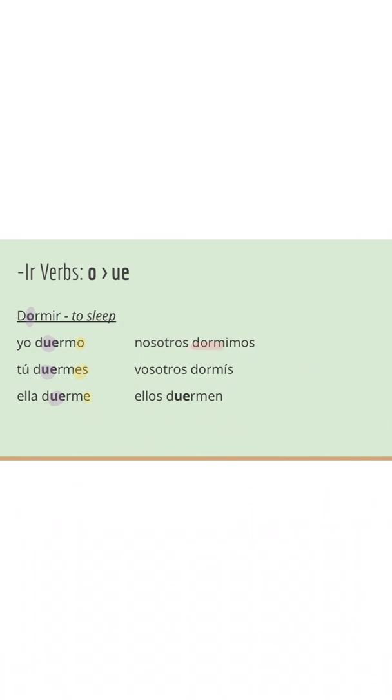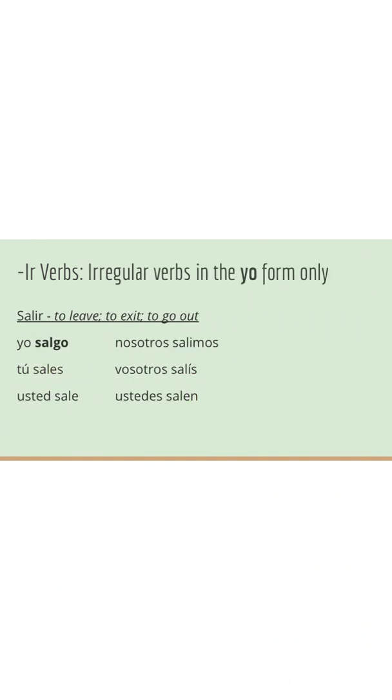Now, if we sleep, we should see dormimos, no stem change. Vosotros dormís, you all sleep. And then if they sleep, it becomes ellos duermen, right? We have that en ending there. All right, we are almost through, my friends. Keep it up. The very last one that I wanted to go over is salir.